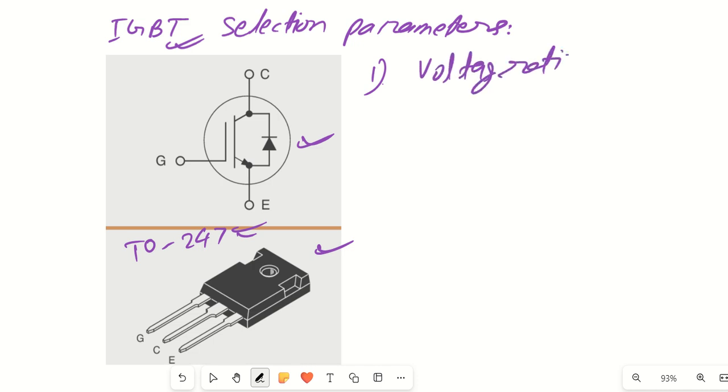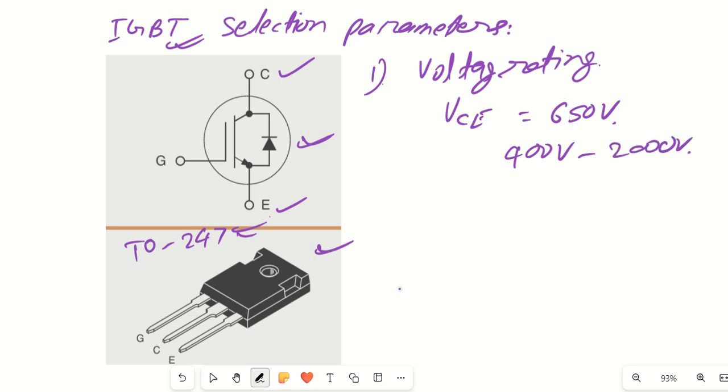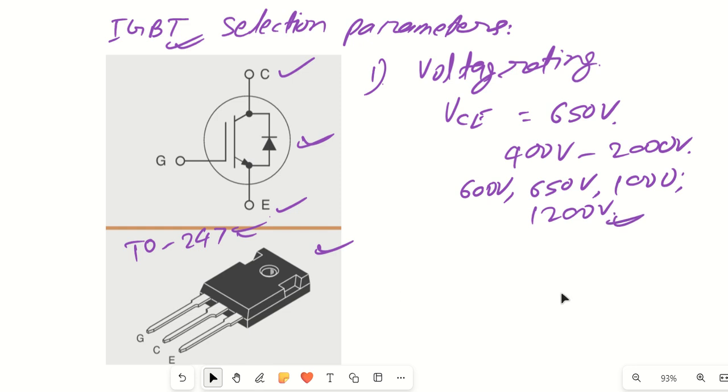Voltage rating. So this is nothing but the voltage across your collector to emitter. Basically, collector to emitter, what is the maximum voltage that can be applied. So let us say one of the parameters can be 650 volt. It can vary, let us say, from 400 volt to around 2000 volt. Basically in general applications, you will be seeing 600 volts, or 650 volts, or even 1000 volts, or even 1200 volts. So these are a few values that are predominantly used.